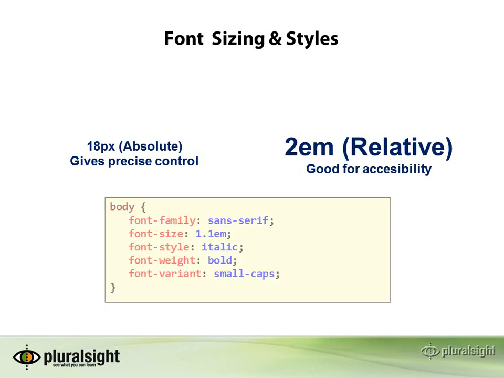Some of the other properties of a font that you can set are the font style to force an italic font, or the font weight to make a font bold, and the font variant property will bring in a typeface that uses only capital letters.